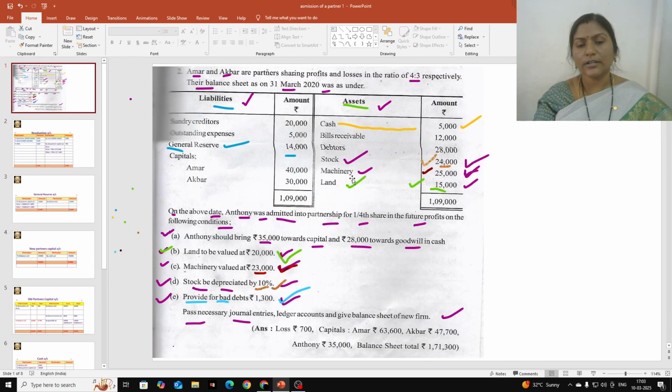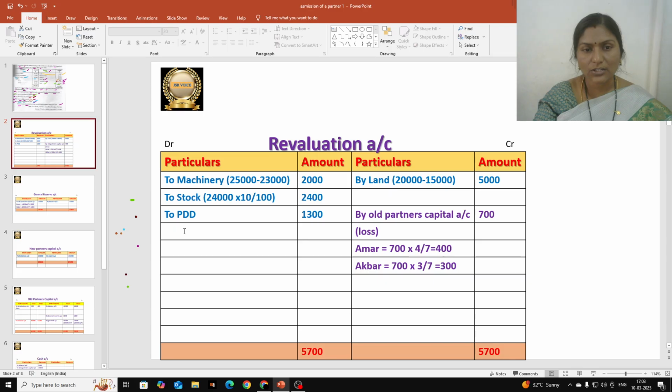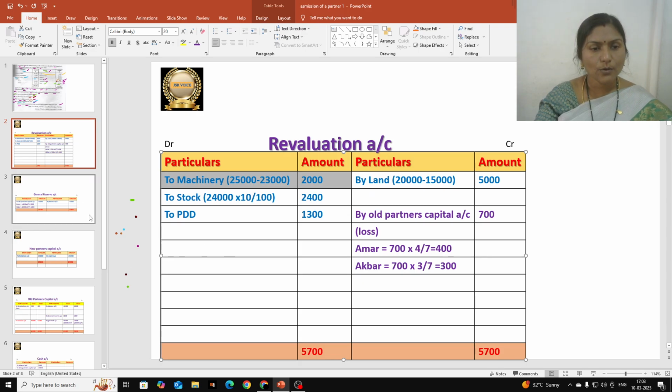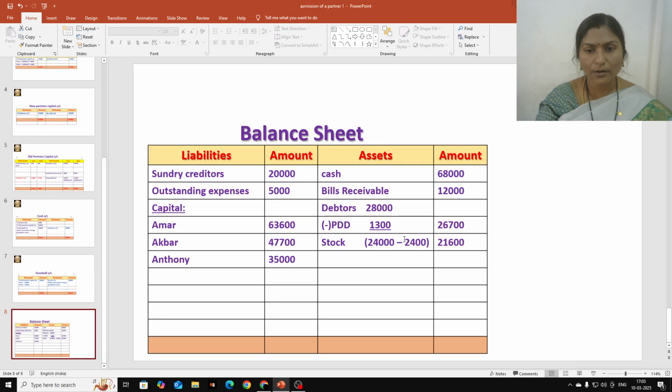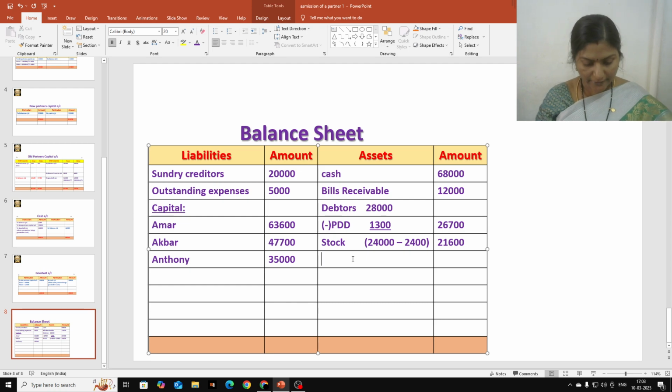Next item is machinery. Machinery here, how much do we have? Machinery 25,000. You check, students. And machinery we recorded already in the revaluation account on the debit side. Why? Because machinery is decreasing. Machinery is decreasing by how much? 2,000. Let us show that change in the new balance sheet. We record machinery here, and from 25,000 we deduct 2,000. We will get 23,000.